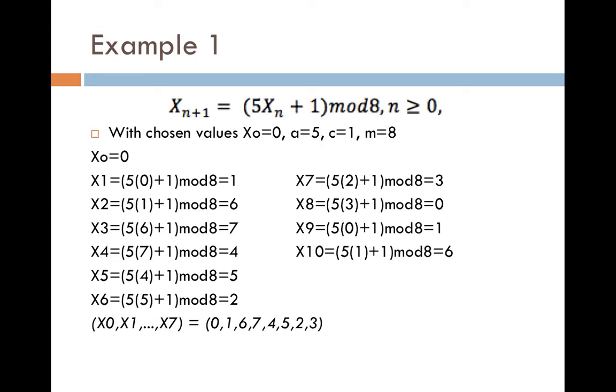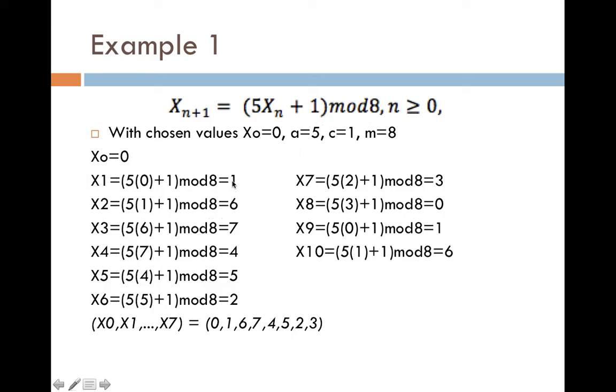So let's just go through a simple example. I've chosen x of 0, our initial seed value, to be 0, our a value is 5, our c value is 1, and our n value is 8. So x of 0 is 0, x of 0 gets plugged in, multiplied by 5 plus 1, mod 8 is equal to 1. So 0 plus 1 mod 8 equals 1.